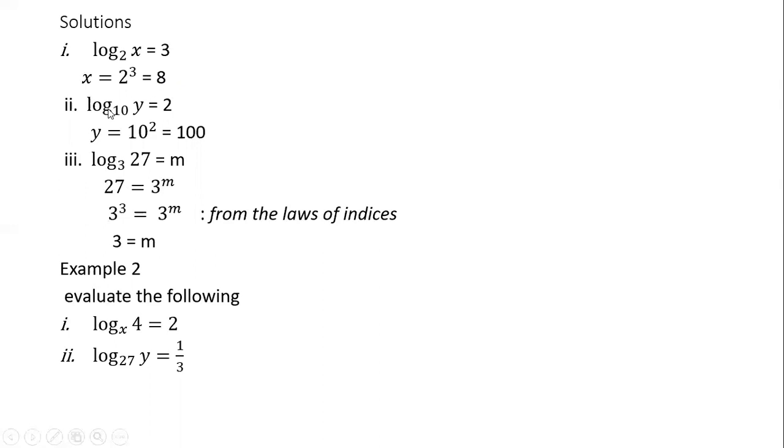Now, log base 10 of y equal to 2. In the same manner, if we want to find y, we move the base 10 to the right hand side, to be the power of 2. So y equals 10 power 2, and 10 power 2 equals 100. So y equals 100. When we put the 100 here, log base 10 of 100 equals 2. You can check that.